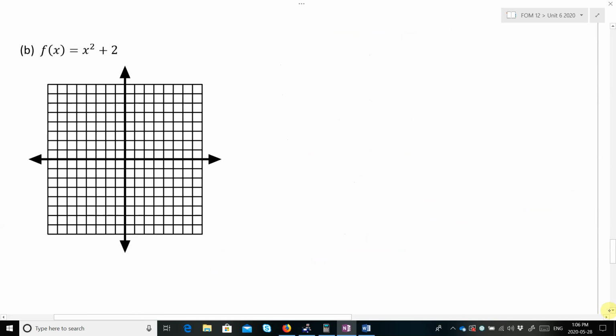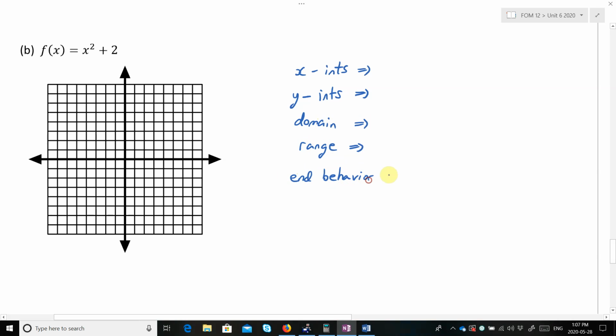All right, let's try another one. f(x) = x² + 2. Remember, they want us to find x-intercepts, y-intercepts, domain and range, end behavior, and number of turning points.